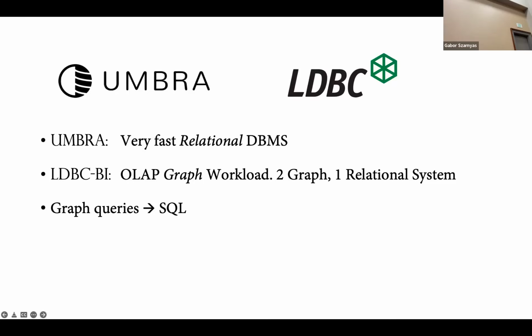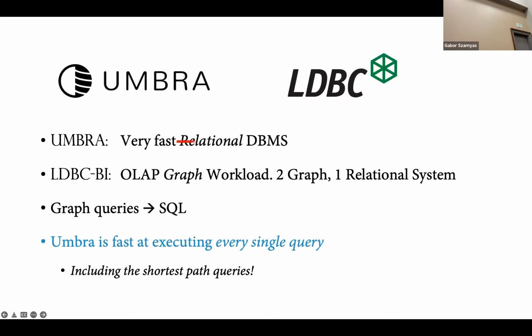So what we did was we took the graph queries that were already running on the graph databases, and we converted those to SQL, just any SQL that you know, and that is compatible with Postgres. And it turns out we are great at executing those queries that were originally meant for graph benchmarks, including the shortest path queries. So we are in a good place, but we still have a long way to go. So I'll talk a bit about this.